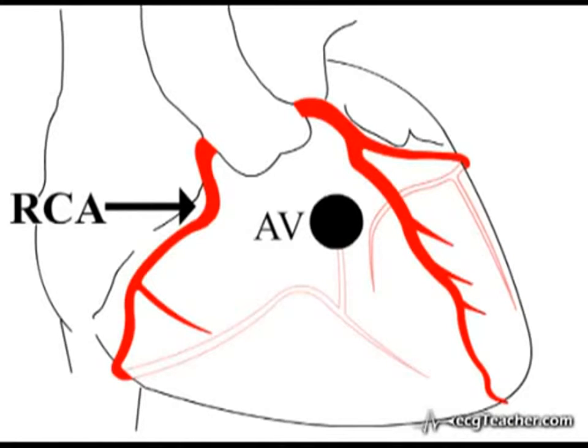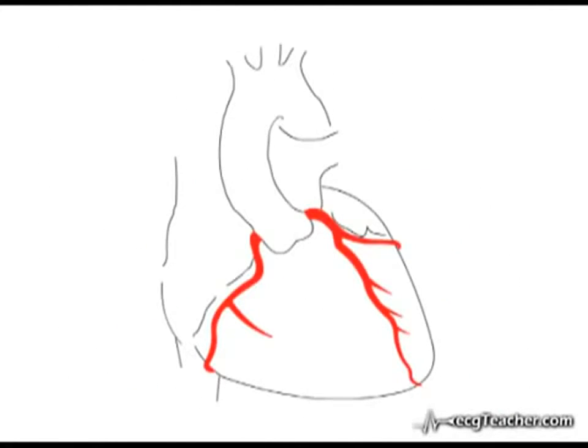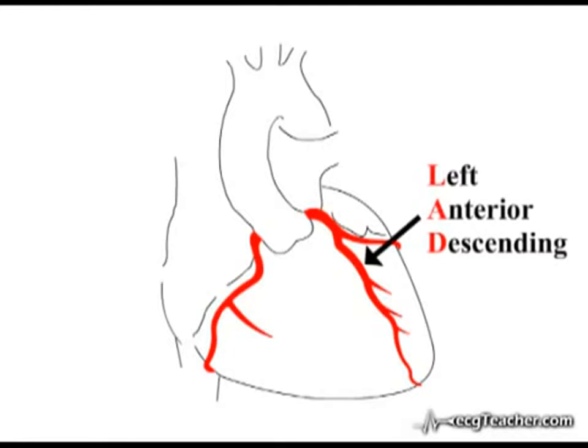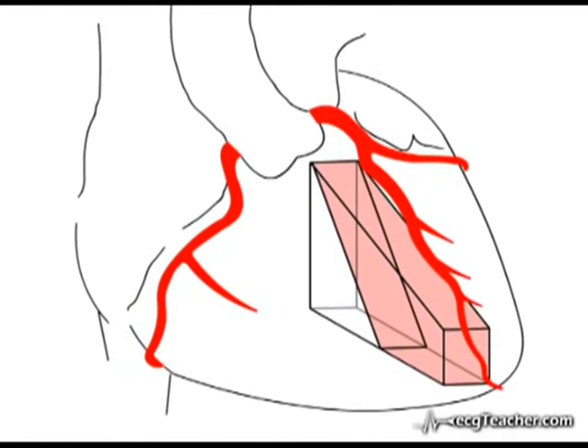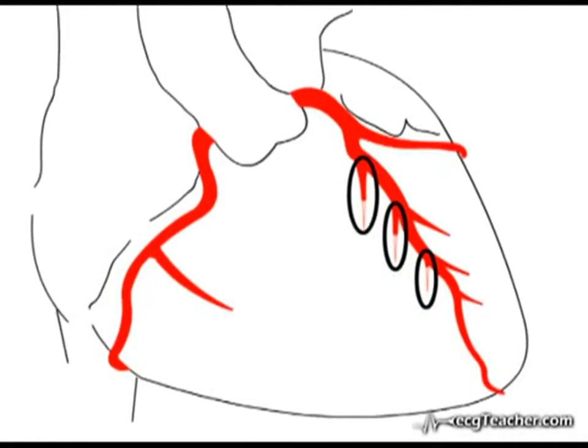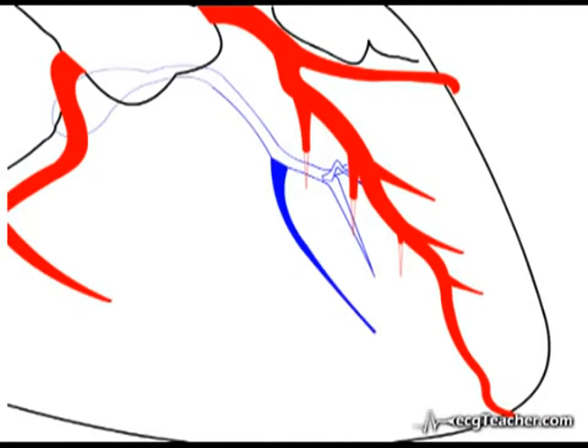In clinical practice, AV node damage with first, second or third degree AV block is often a problem in inferior infarction or ischemia secondary to obstruction of the right coronary artery. The left anterior descending artery supplies the interventricular septum through septal branches. These vessels supply the right bundle branch, the main body of the left bundle branch and the left anterior fascicle of the left bundle branch.